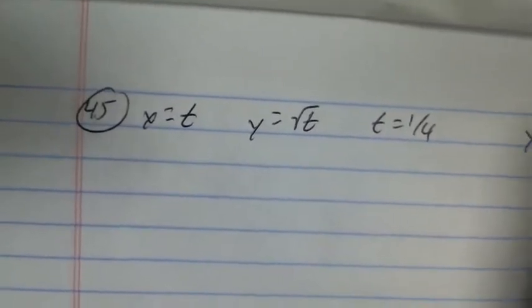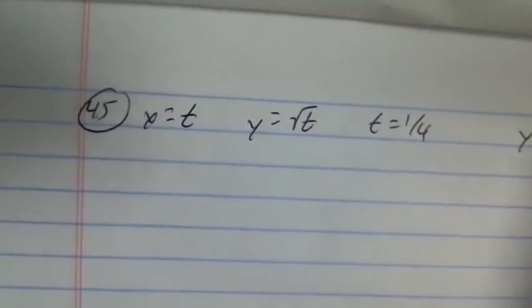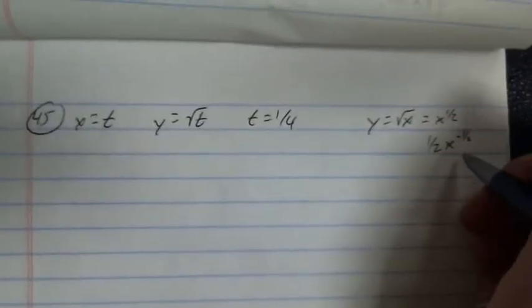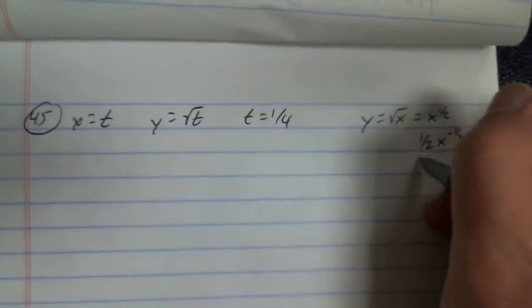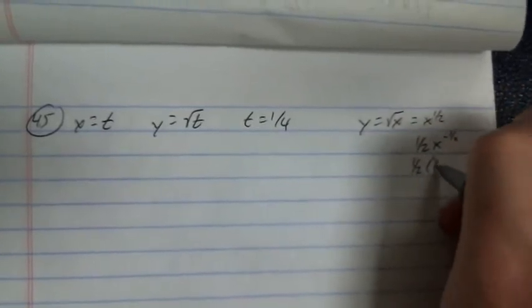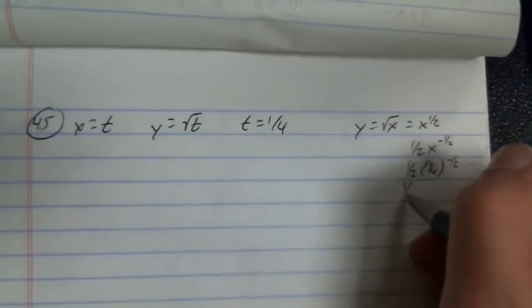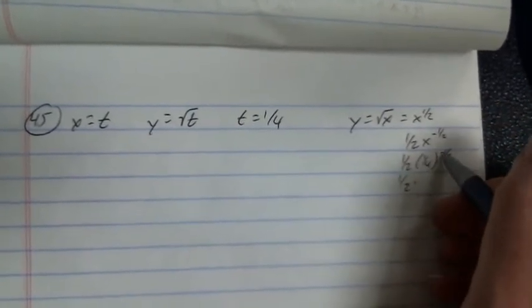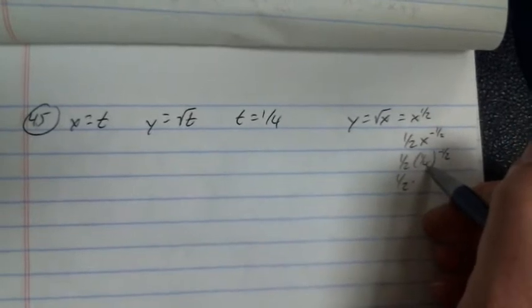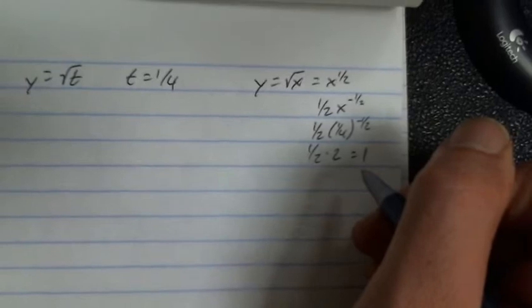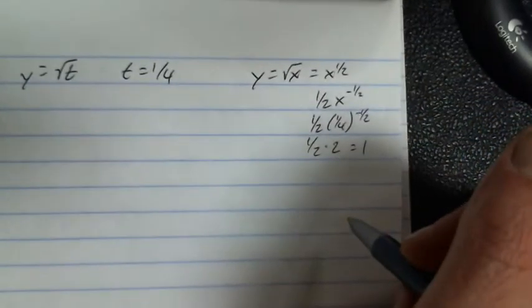Which if we took the derivative of it, would be 1/2 x to the negative 1/2, which if we evaluate at 1/4, that's just going to be 1/2. Let's see. Negative is going to make this 4, and the square root of 4 is going to be 2. This is going to be 1 when we get all said and done with it.